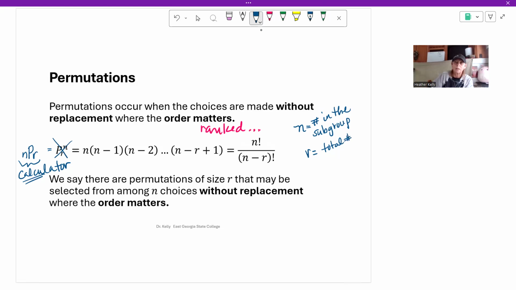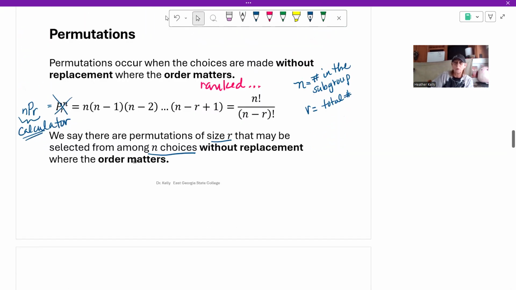Okay, so this is kind of like the idea of how many vowels do you have in the alphabet? So N would be the vowels and R would be all of the letters in the alphabet, okay? We say the permutations of size R that may be selected among N choices. So N and R without replacement where the order matters. And so there's this formula here, and I'll come back to it.